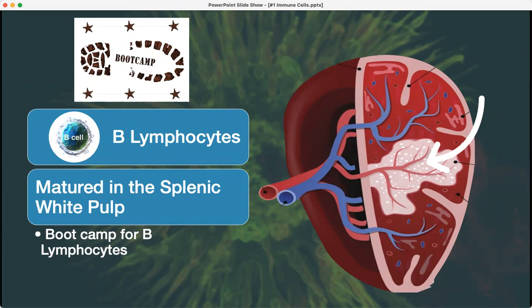So the white part, the white pulp of the spleen that's shown here by the white arrow, I remember that, the white pulp, because it has the boot camp for white blood cells, the B lymphocytes. So that's the area where these B lymphocytes are being matured.